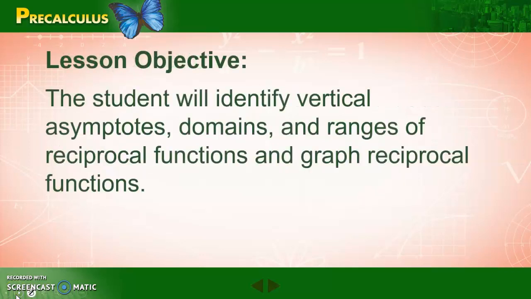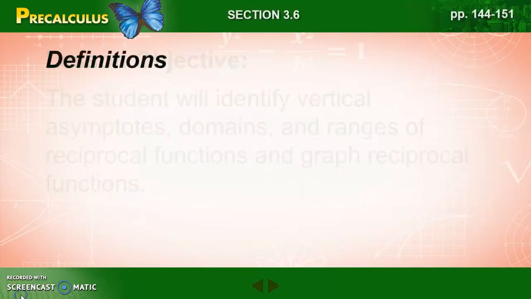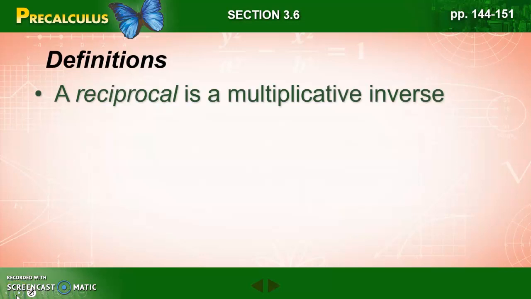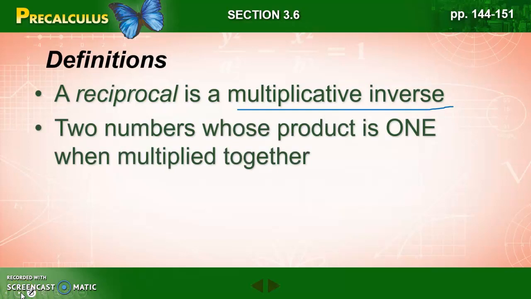Our lesson objective for today is that you, the student, will identify vertical asymptotes, domains, and ranges of reciprocal functions and graph reciprocal functions. Now, before we get into that, let's review a couple of definitions, like what is a reciprocal? Well, a reciprocal is just a multiplicative inverse. Now, if you don't remember what a multiplicative inverse is, the layman's definition is this. Multiplicative inverses are two numbers whose product is 1 when multiplied together.